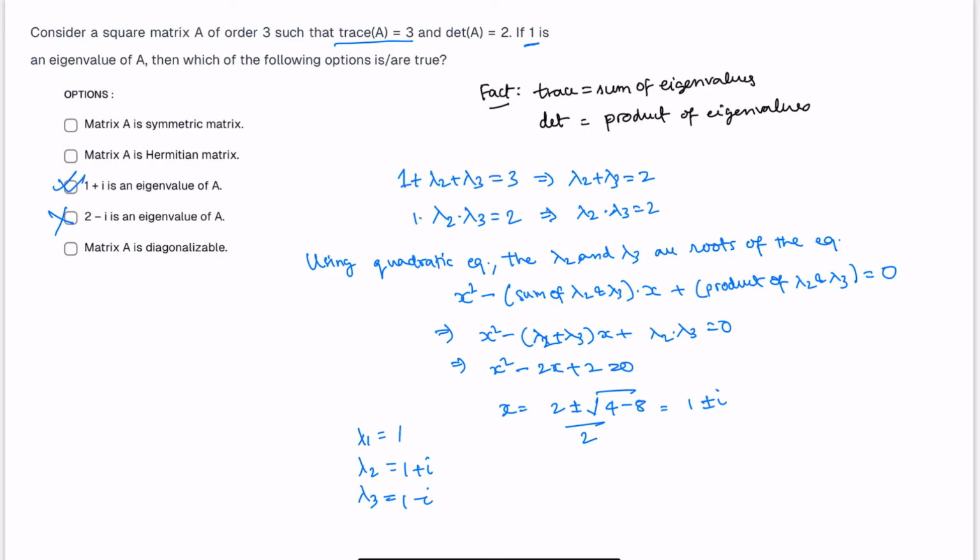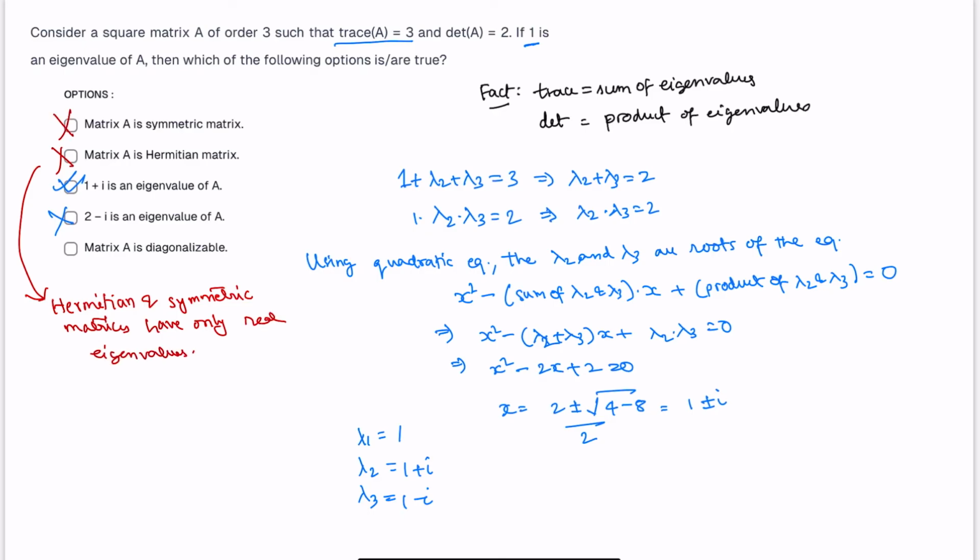We know that. And the second option is also wrong. Why? Because all Hermitian matrices will have only real eigenvalues, and in this case we have already got a complex eigenvalue, right? So in fact symmetric matrices also have only real eigenvalues, so the first two options are not correct.